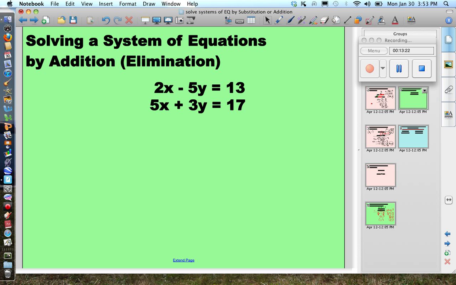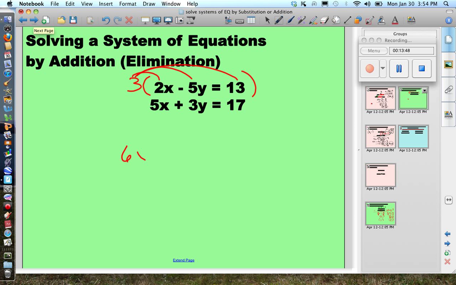I'm going to need to multiply both of these equations by something. It really doesn't matter if I want to eliminate the x's or the y's. I'm going to decide to eliminate my y's, just because right now the top y is negative and the bottom's positive. So if I multiply this top equation by 3, I'm going to end up with a negative 15y.